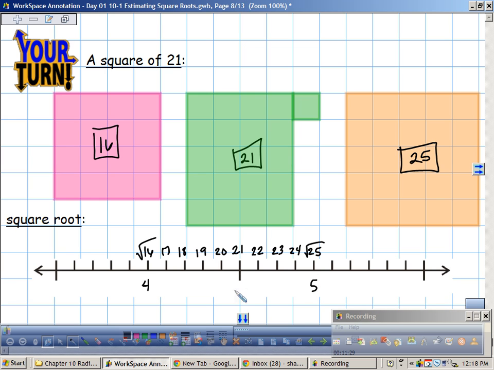So what do we think 21 is? 4 point what? 5. 4.5 would probably be right about here, right? Because it'd be right in the middle. And it's not quite in the middle, right, Alex? It's a little bit further over. So I'm going to guess, wouldn't it be 5 point what?